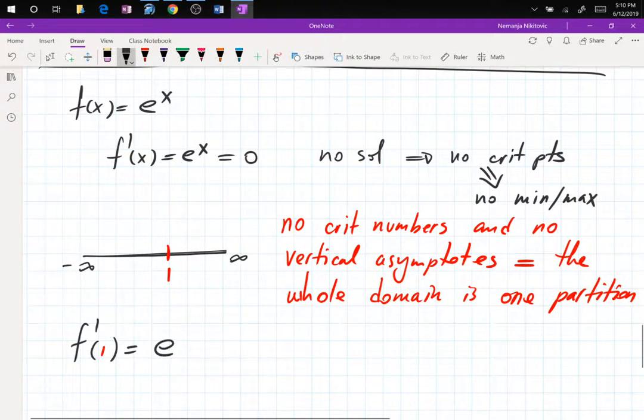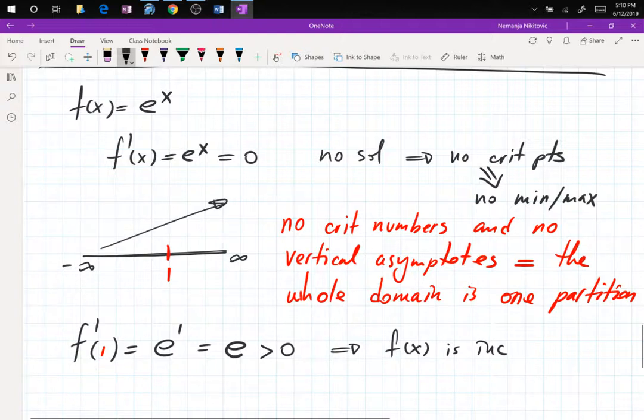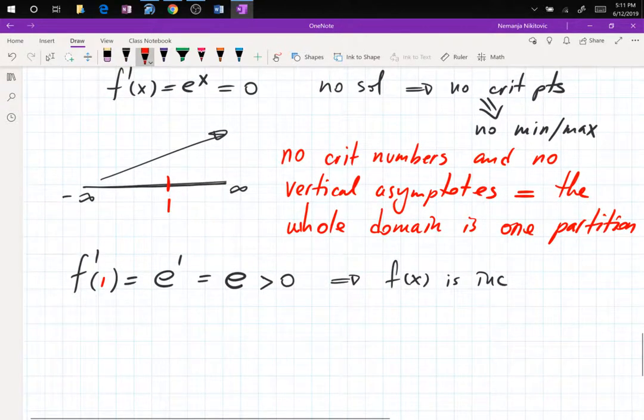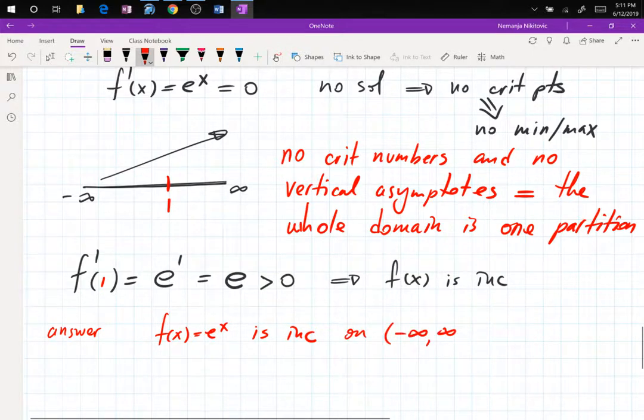So this is going to be e to the 1, which is e. e is larger than 0. So the derivative is larger than 0. That means that f of x is increasing. Since everything is one partition, it's increasing across the domain, and we know that because we know what the function looks like. So answer: f of x equals e to the x is increasing on negative infinity to positive infinity. No interruptions. We just go.